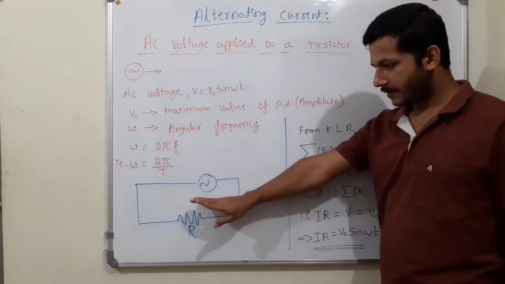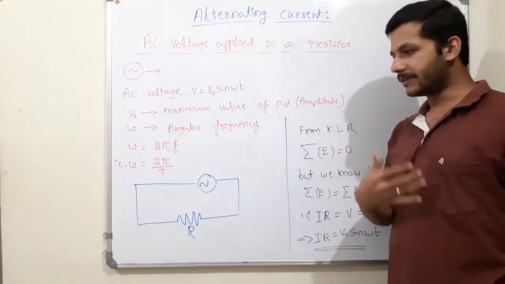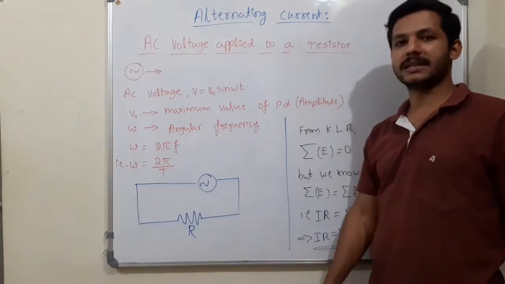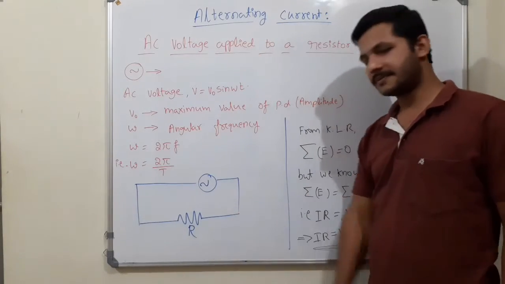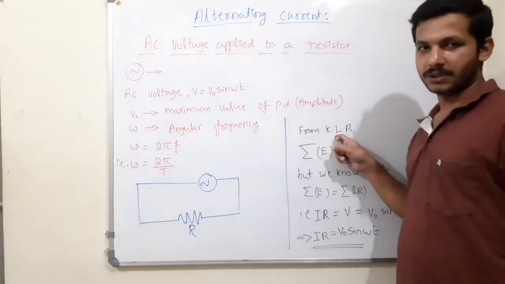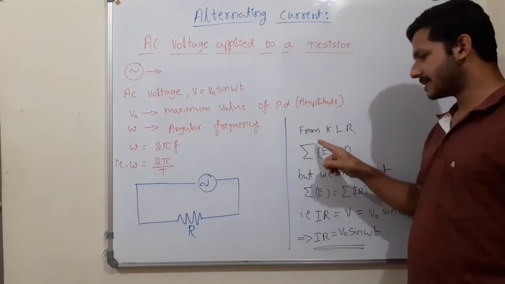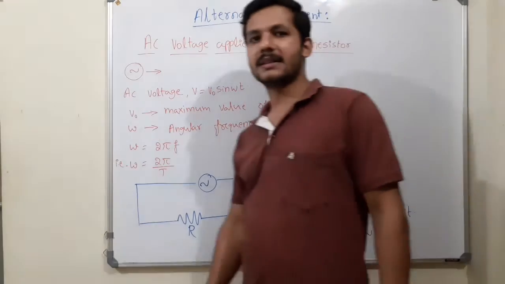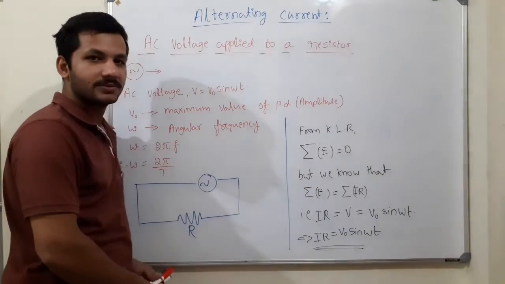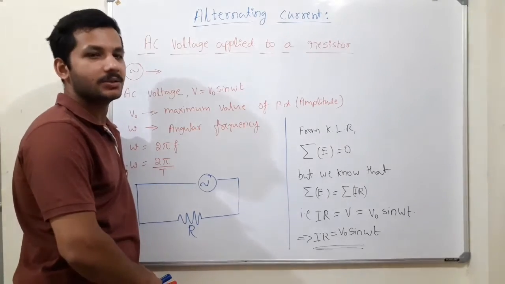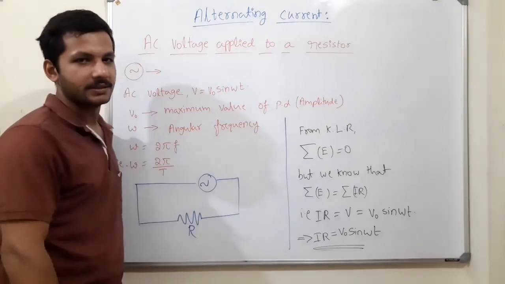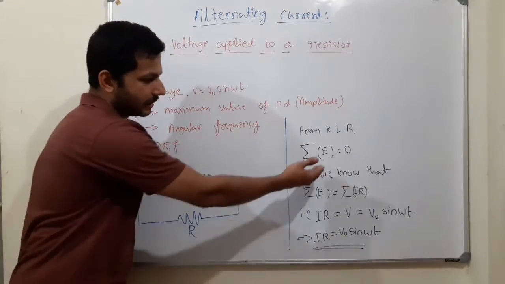Then let us go to the derivation part now. In the derivation part, we have one circuit which is connected to the AC source, and it has one resistor in it. Using Kirchhoff's loop rule, we have sigma E is equal to 0. What does sigma E indicate here? Sigma E is nothing but the sum of the differences in the voltage, which is equal to 0. Just go through Kirchhoff's loop rule, you will understand that.